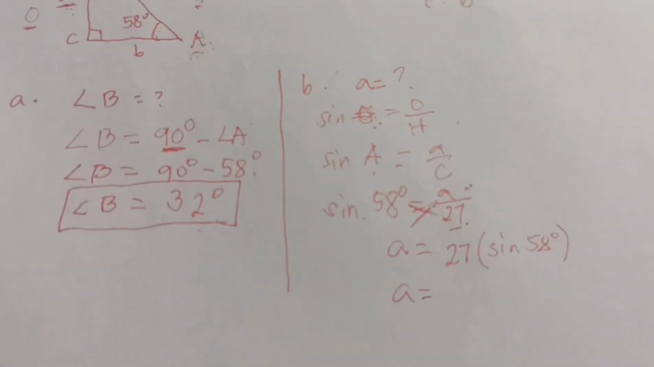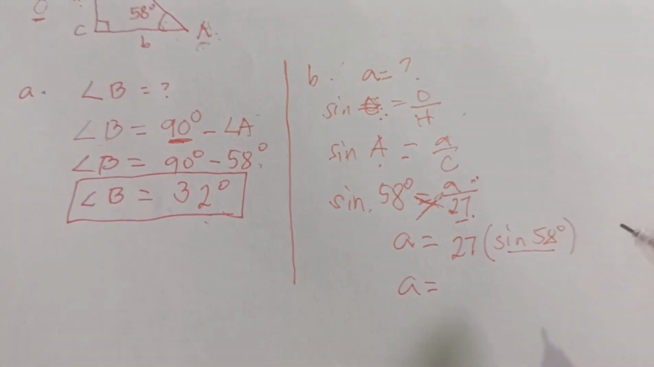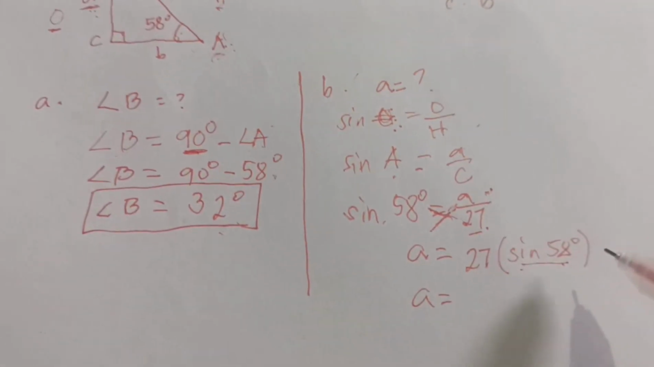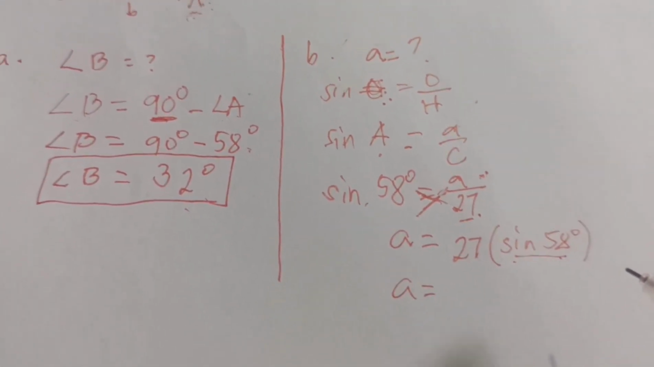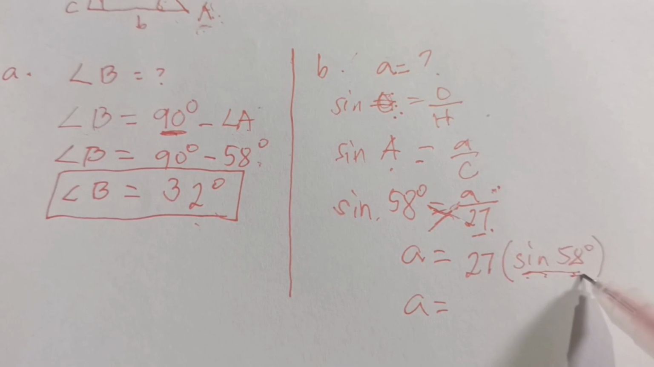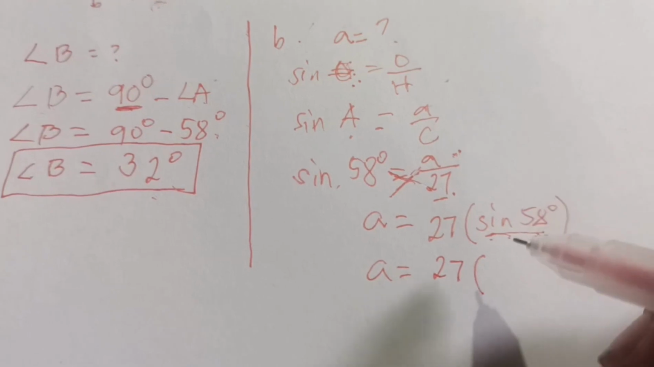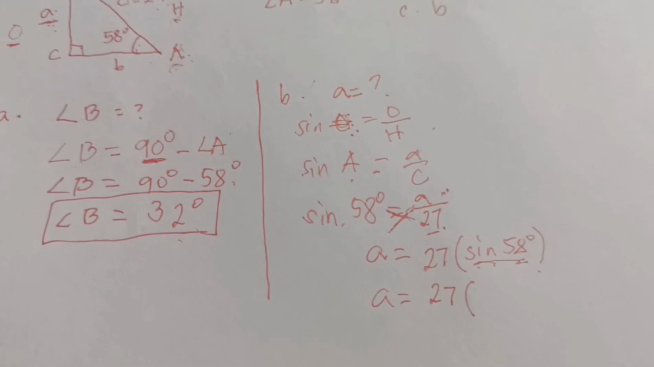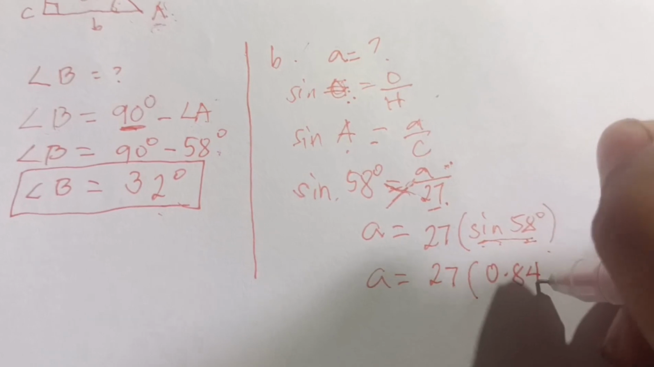Next, we are going to get the value of sine 58. So what you are going to do is put in your calculator sine 58 equals. Do not click the shift because we are not going to have shift here. Again, sine 58 equals, and copy 27. For the value of our sine 58, write only 4 decimal places. So the value of our sine 58 is 0.8480.